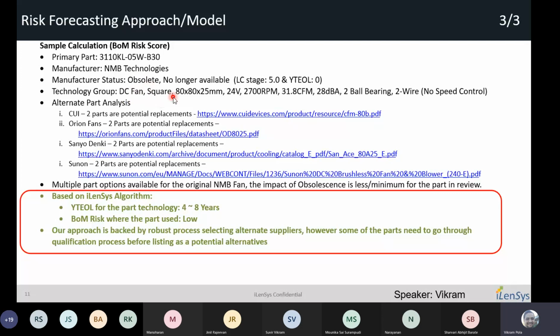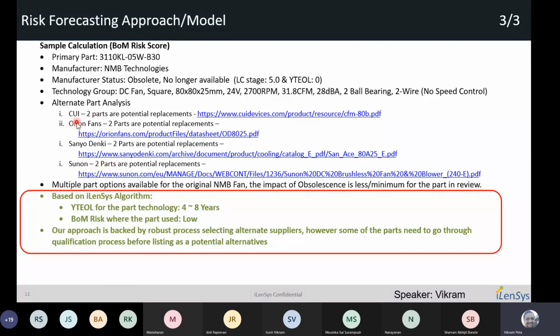It's a square fan. It has 80 by 25 mm dimensions. It has 24 volt, 2700 RPM, 31.8 CFM, 28 decibels, and it's a two ball bearing and two wire. When we run to see if there are any potential alternates available, we could find at least four different manufacturers who are giving the same spec.